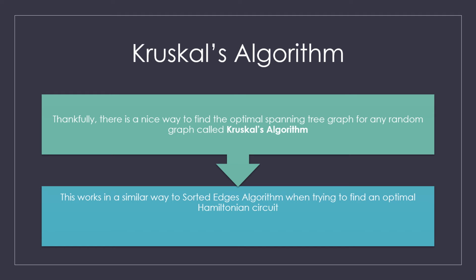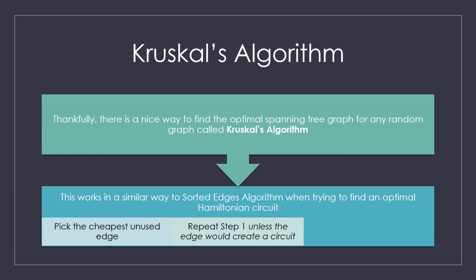Step one, pick the cheapest edge. Again, find the one with the lowest possible value. Step two, repeat step one, unless the new edge creates a circuit. And then step three is just keep doing all of this over and over again until you have a spanning tree. And that's it.